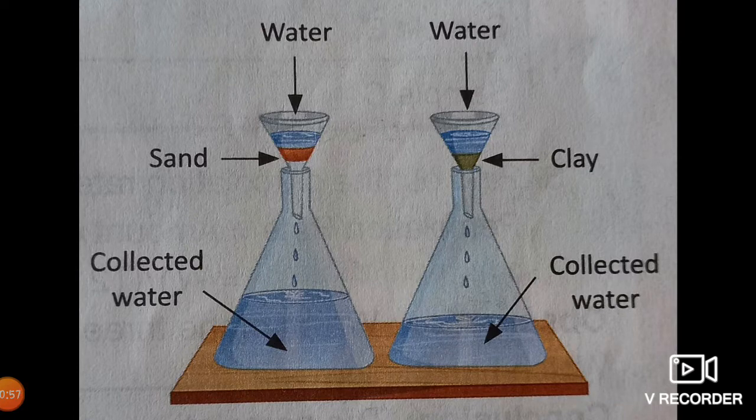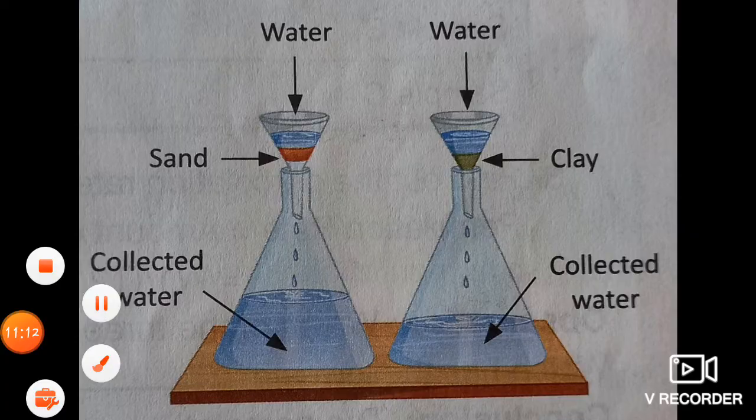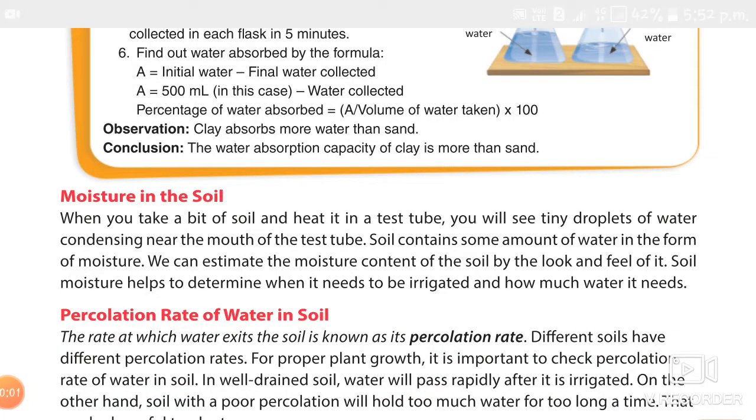This is the activity on the absorption of water in the soil. Understand that? And the next property is moisture in the soil.